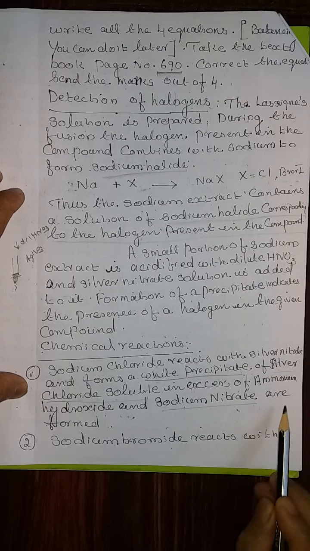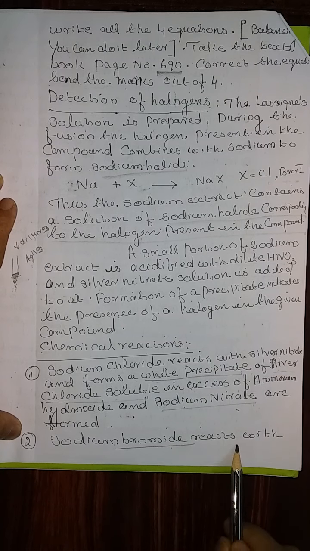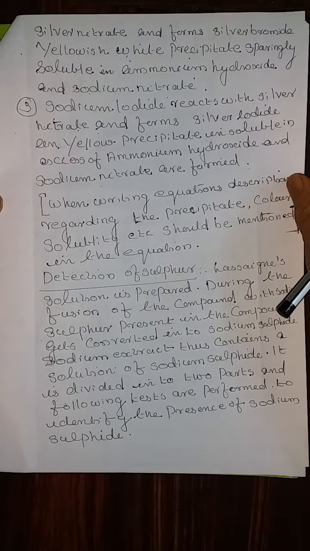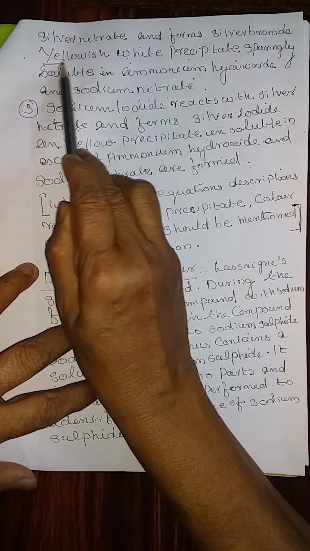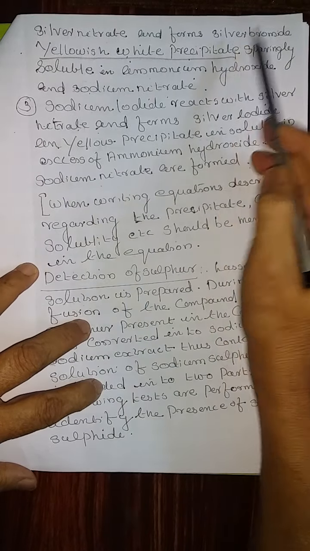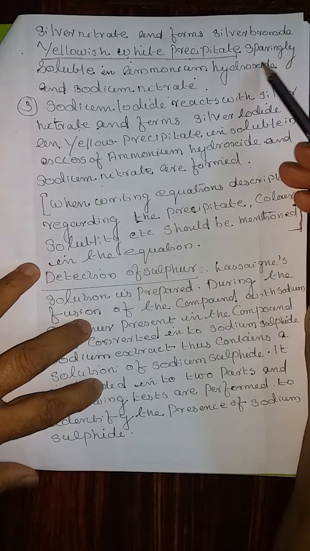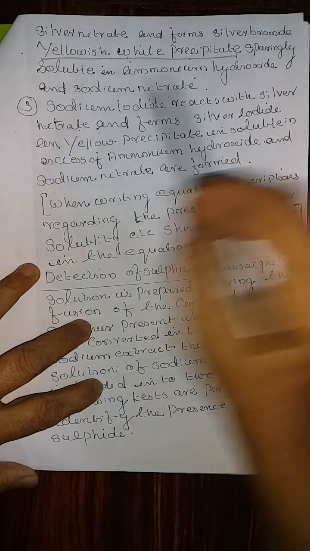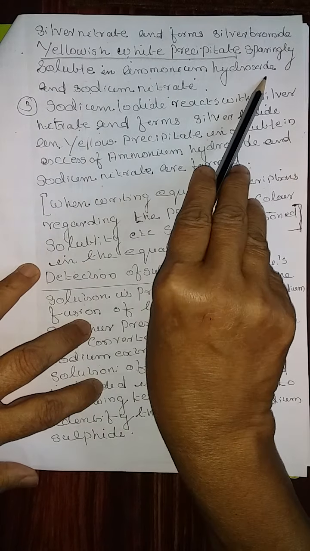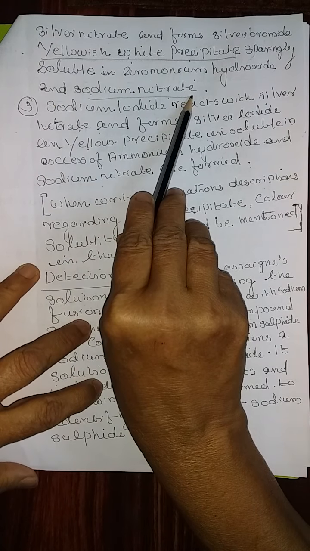Second, if the halogen is bromine, sodium bromide reacts with silver nitrate and forms silver bromide, a yellowish white precipitate. Below silver bromide, write yellowish white precipitate, and along with that, put a bracket below and write sparingly soluble in ammonium hydroxide. The other product is sodium nitrate.